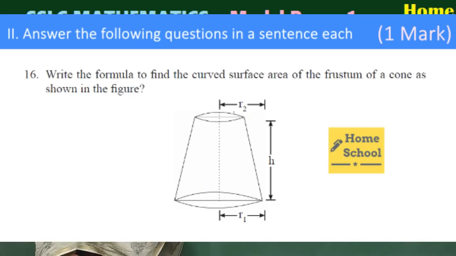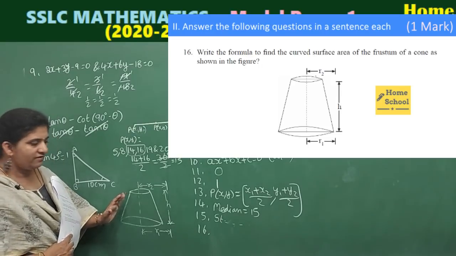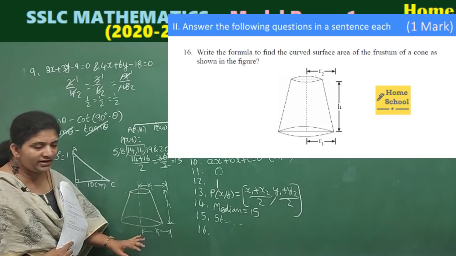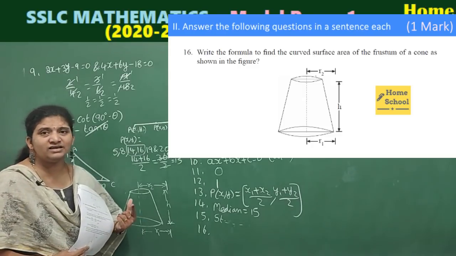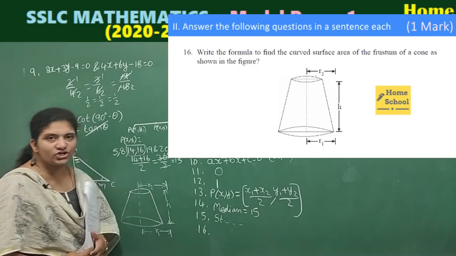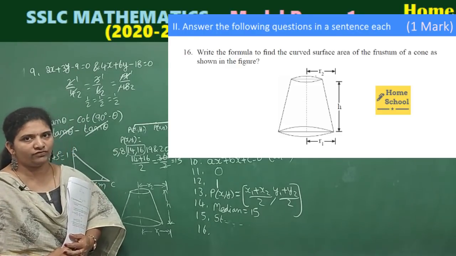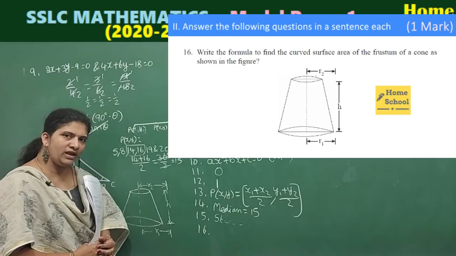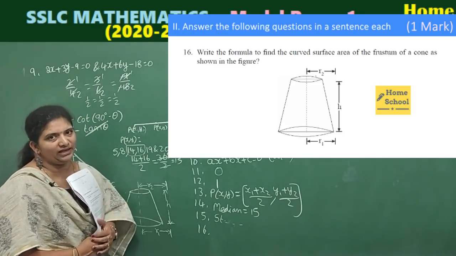16th question. Write the formula to find the curved surface area of the frustum of a cone as shown in the figure. You can see the figure. Frustum of a cone having two radius R1 and R2. Where is L? L is a slant height and H given. They asked us to find the CSA of a frustum of a cone. What is CSA formula? Pi into R1 plus R2 into L.